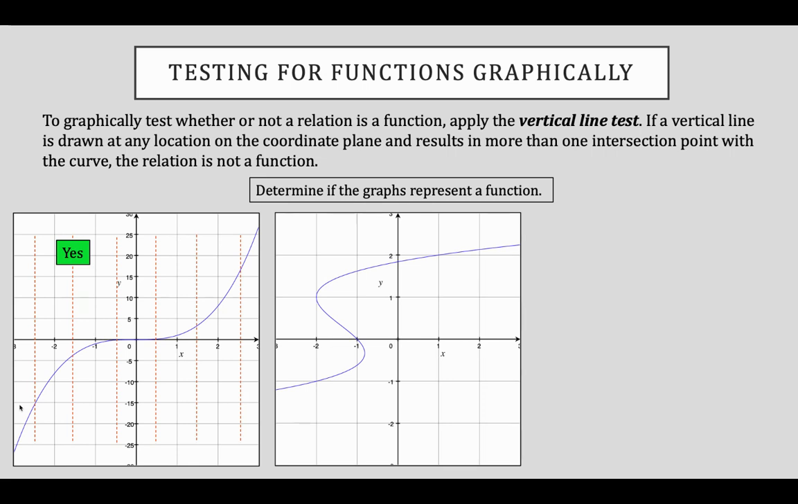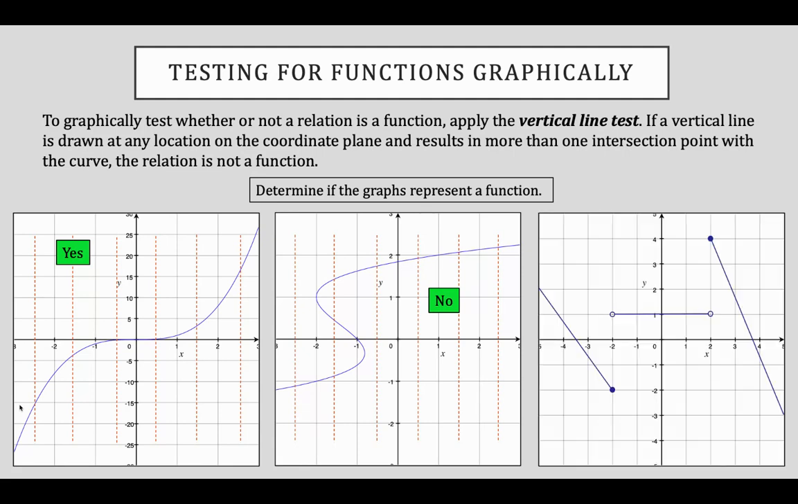Okay, let's take a look at this graph. I draw a vertical line. I only have one intersection point there. That's okay. However, if I were to draw a vertical line here, now I have three intersection points. If you can draw a vertical line and it intersects with more than one point, it fails the vertical line test and your graph will not be a function. This is not a function, as one value of x can result in multiple values of y, multiple outputs for a single input.